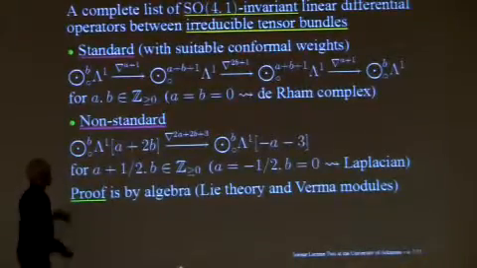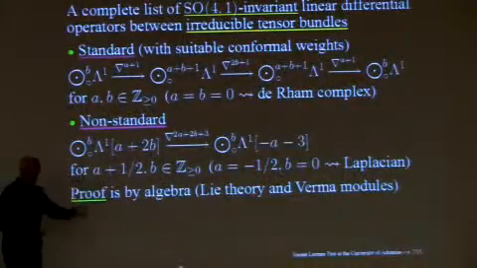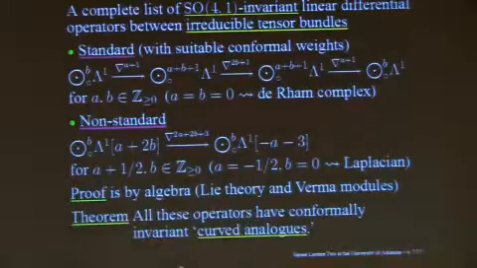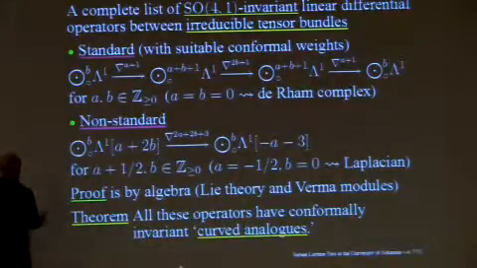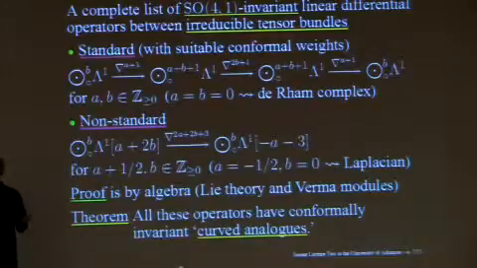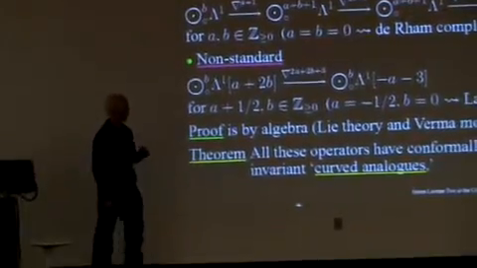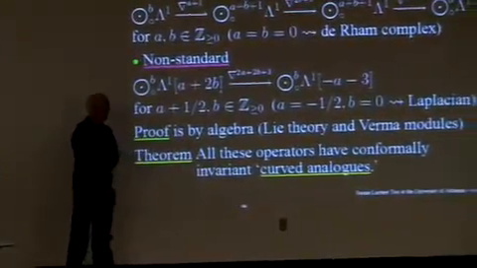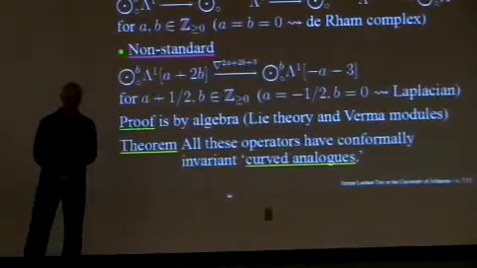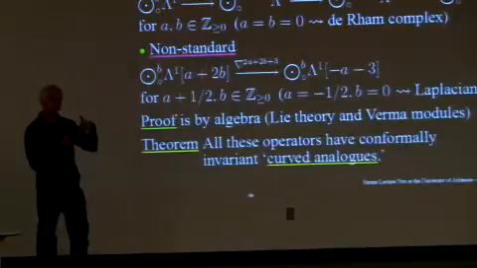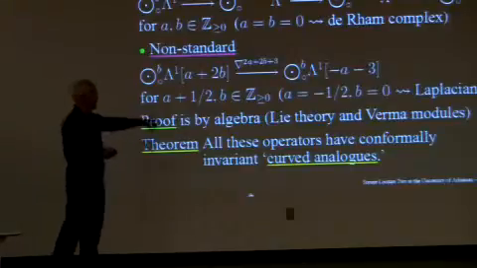I'm not going to say anything about the proof, but it involves Verma modules. If you know what Verma modules are, then this is what the proof involves. Now remarkably, this is the amazing thing, you can prove this without any of the explicit calculations I was doing before for the Yamabe operator. All of these operators have conformally invariant, what I call curved analogues. That means you can add in curvature terms, just like for the Yamabe operator, adding in an appropriate multiple of the scalar curvature. It makes it conformally invariant.